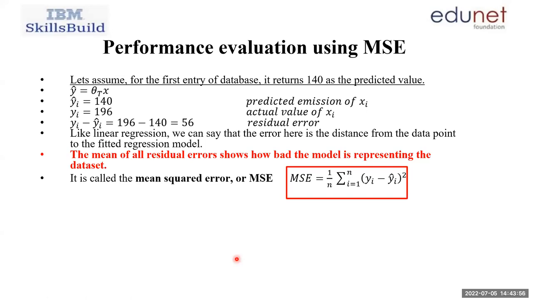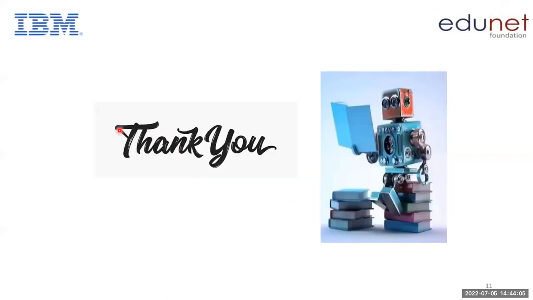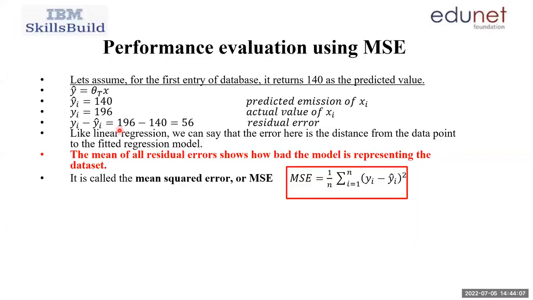Then performance evaluation using MSE: we can find out the performance evaluation in the case of this multiple linear regression. Also the same concept. We have to find out the difference between the predicted value and actual value. The performance evaluation metric is the same for both simple and multiple linear regression. That is the concept of linear regression. If we have any doubt, we can ask now. Otherwise, we can go for our hands-on session.